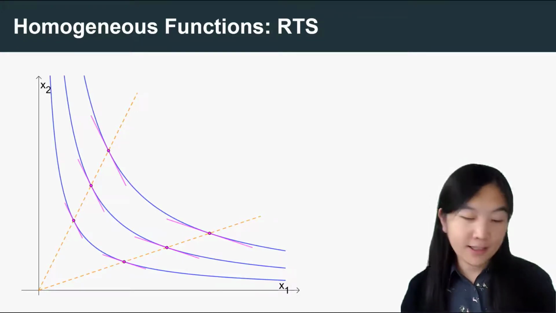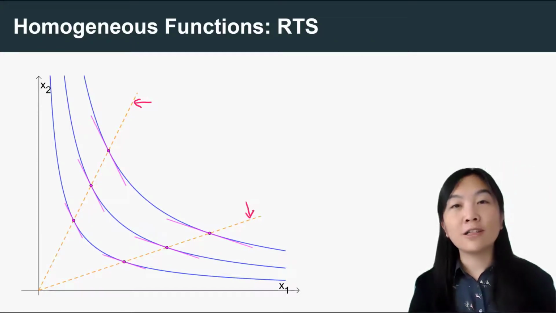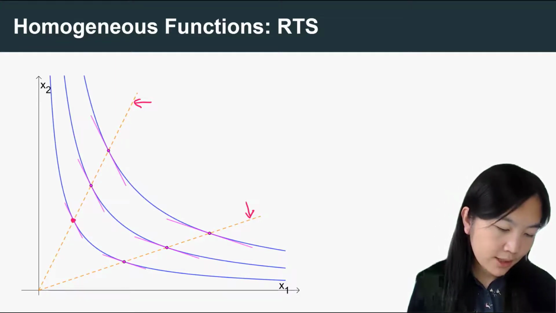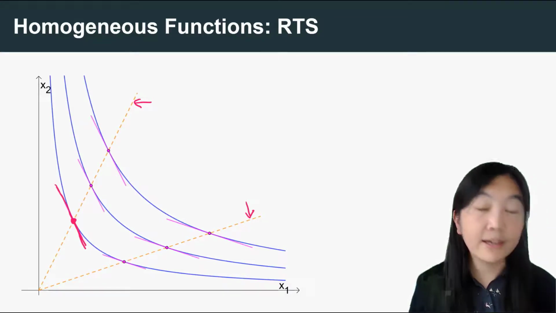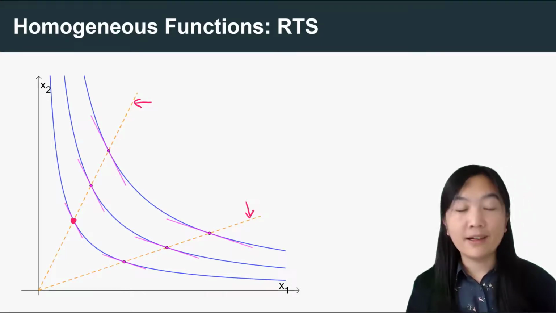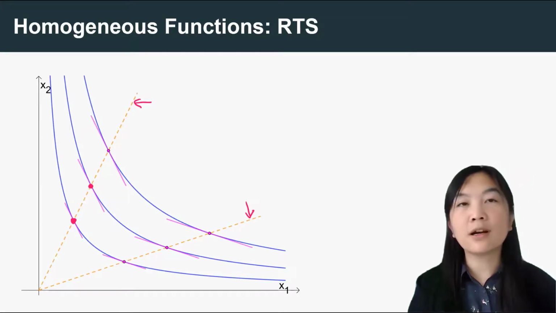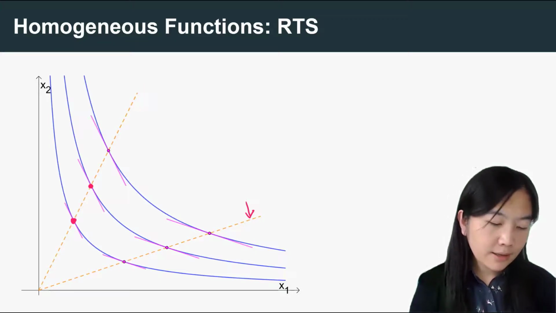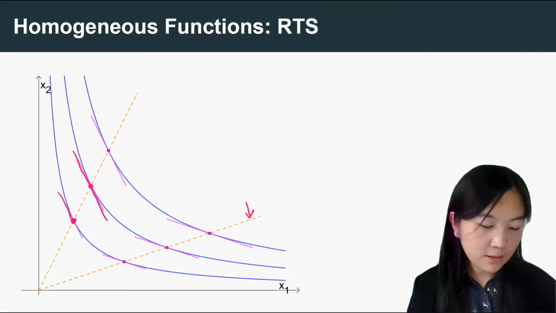So in this graph here, for example, I have one ray line here, another ray line there. What do I mean RTS is constant is that, for example, if you pick one point here, then you find out the slope of the tangent line at that point. And then if you find this point where the 2 points are in the same ray line, then the slope of the isoquant at that point is the same as the slope at this point, and also the same as this point.